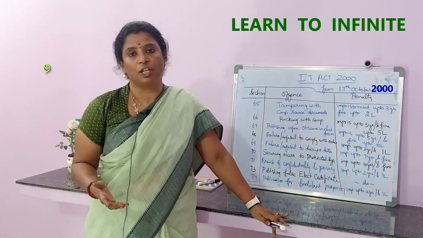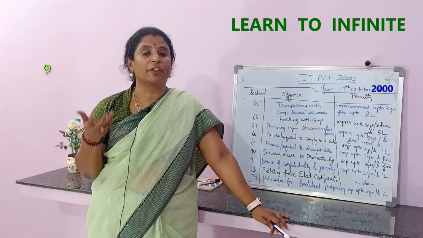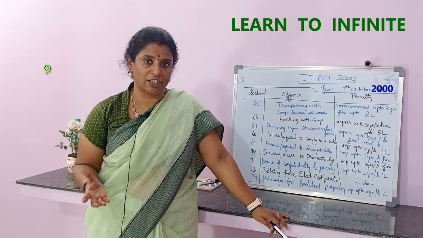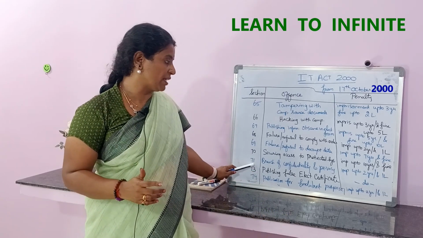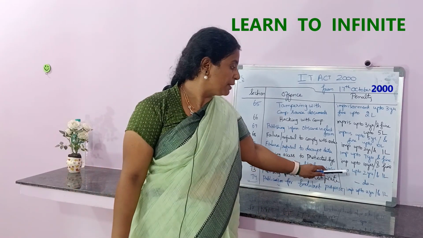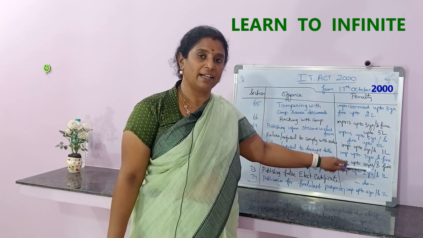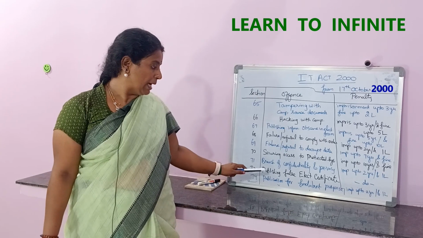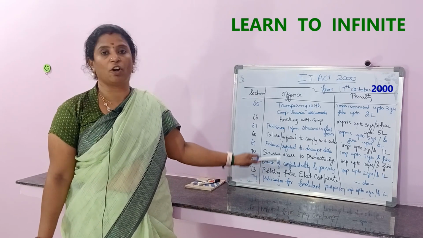Okay. So next is section 71, breach of confidentiality and privacy. If you are trying to get confidential and private information without their knowledge, you are punishable under section 71, with imprisonment up to 2 years and/or a fine of 1 lakh rupees. Next is section 73, publishing false electronic certificate.